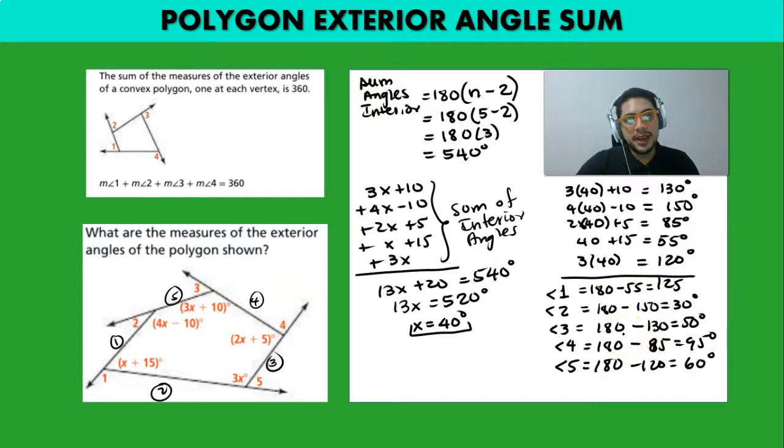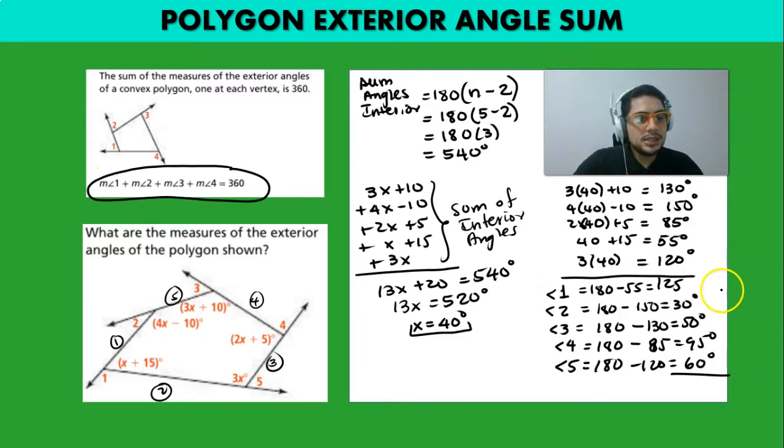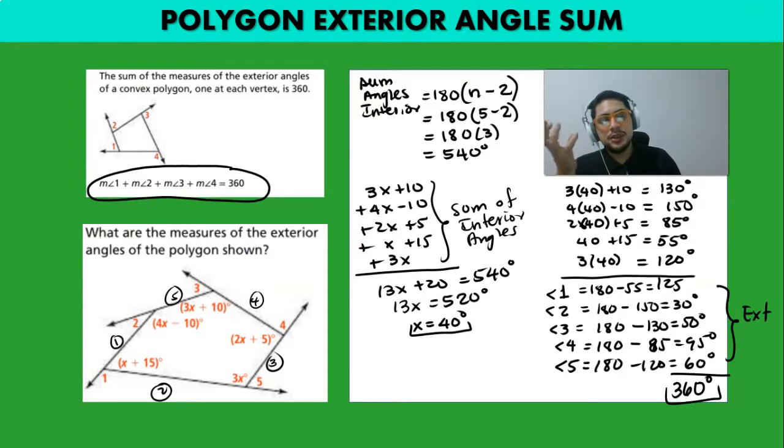Now, in order to verify this, we can use the polygon exterior angle sum theorem, right? Where we add all the exterior ones, and they have to give us a total of 360. So 125 plus 30 plus 50 plus 95 plus 60 is indeed going to give us a total of 360 degrees, which means that it has logic and we did it properly. So guys, in this case, we use both the polygon exterior angle sum theorem in order to verify at the end, and the polygon interior angle sum theorem.